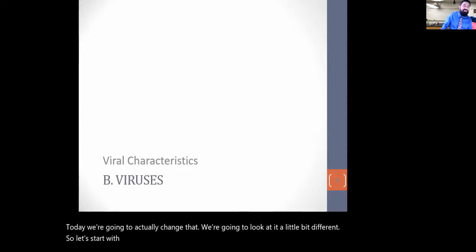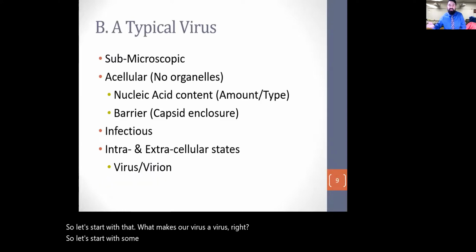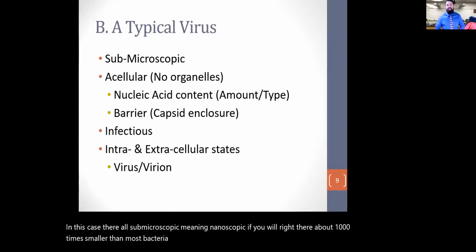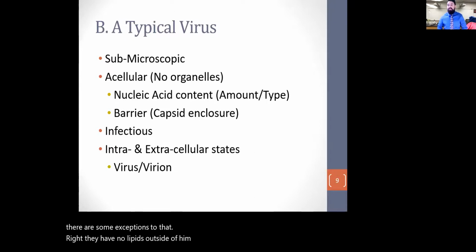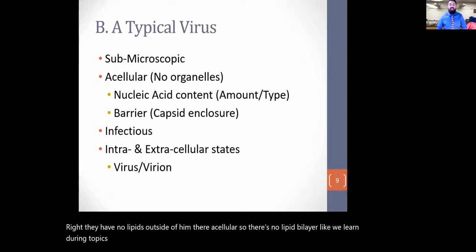What makes our virus a virus, right? So let's start with some properties. What do they have? Well, in this case, they're all submicroscopic, meaning nanoscopic, if you will, right? They're about 1,000 times smaller than most bacteria, even though there are some giant viruses out there. So there are some exceptions to that, right? They have no lipids outside of them. They're acellular, so there's no lipid bilayer like we learned during topic C, for example. They don't have any lysosomes or ERs or anything of that sort included in them. They're just kind of efficiently packaged.